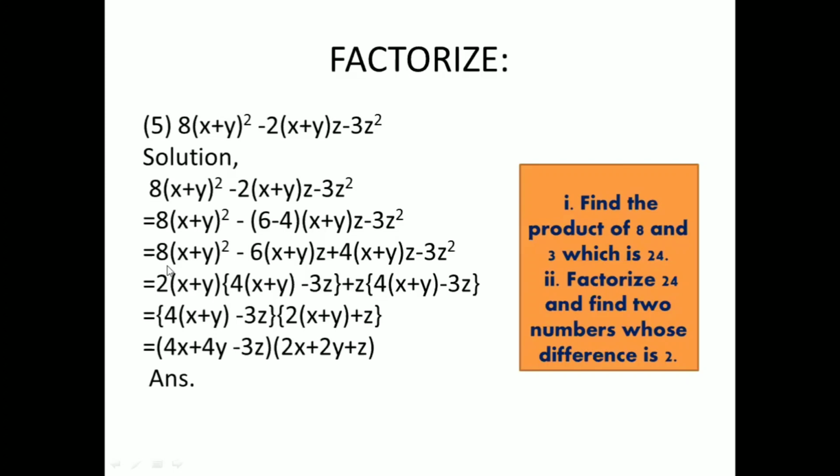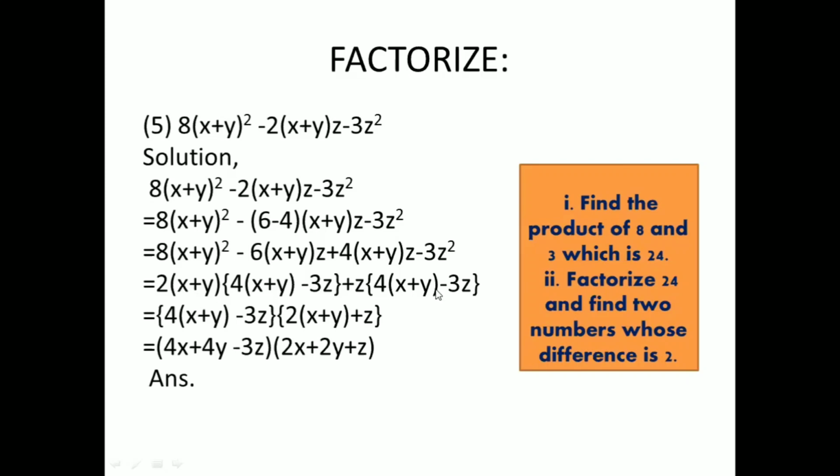Then what will be this? 4, because 2 4s are 8. Then 1 (x plus y) is left. Minus 2 common is gone. Then 3z is left there, because 2 3s are 6 and z is left here. And in these two terms, z is common, right? Then 4 into (x plus y) is left here, and minus 3 from 3z square, only 3z is left.